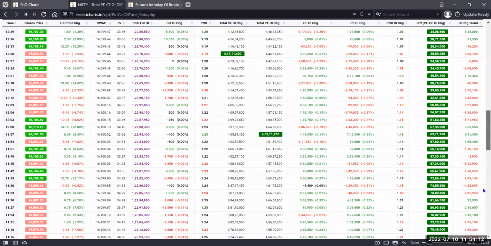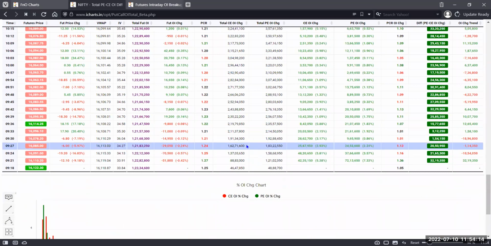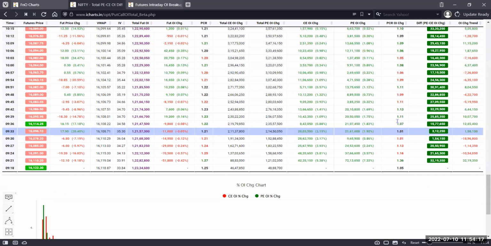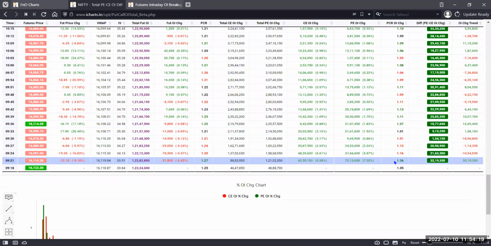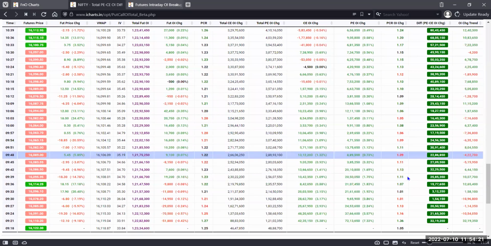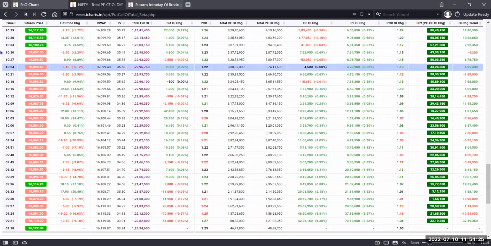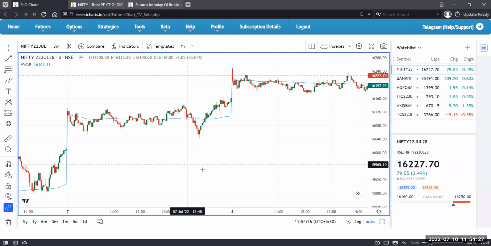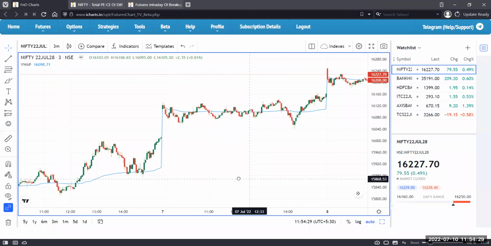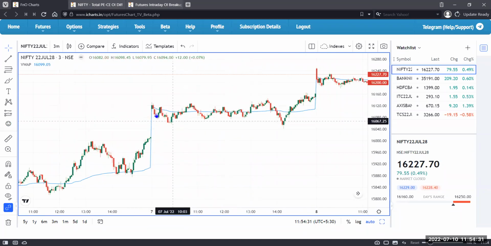And then one thing is, this PCR of OI change will be close to one. It won't change significantly. So this will be the main thing. But this was just because on the expiry day also, the whole thing was sideways only.